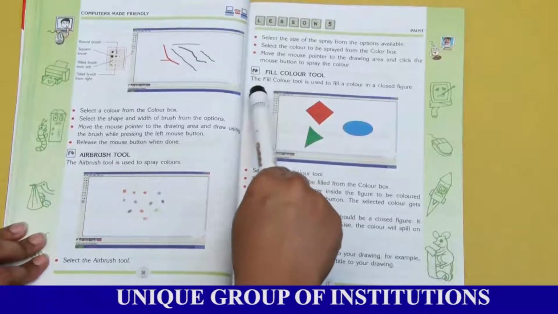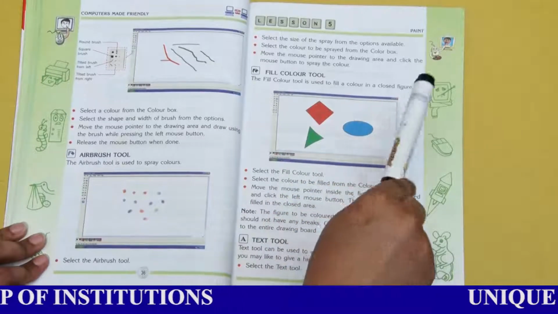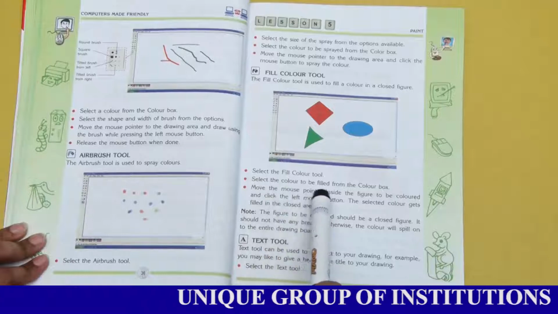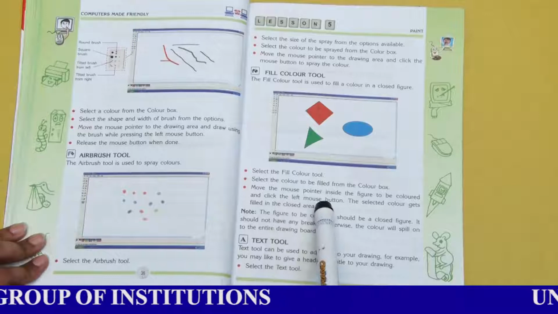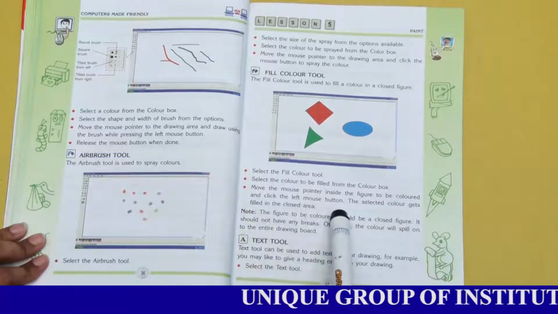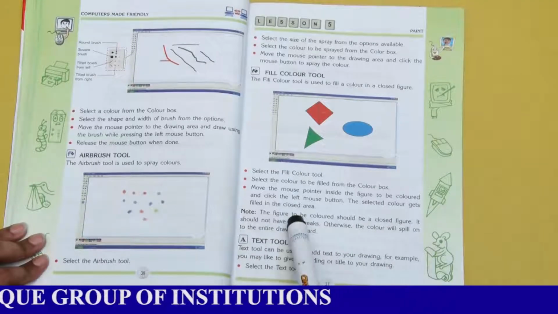Fill color tool. The fill color tool is used to fill a color in a closed figure. Select the fill color tool. Select the color to be filled from the color box. Move the mouse pointer inside the figure to be colored and click the left mouse button. The selected color gets filled in the closed area.